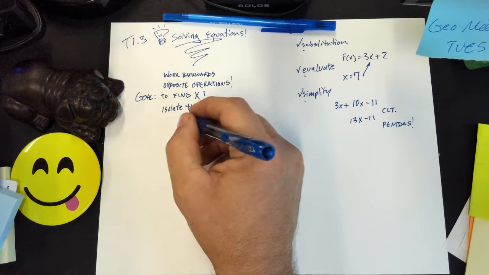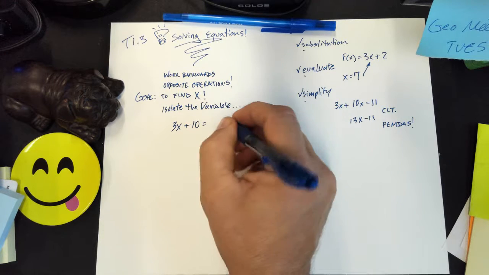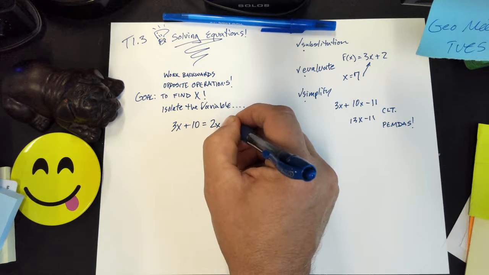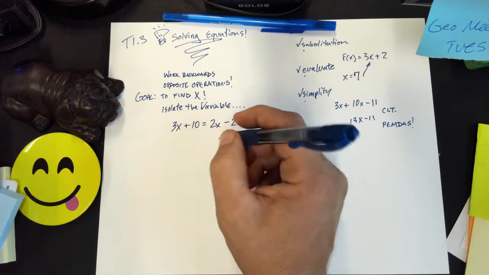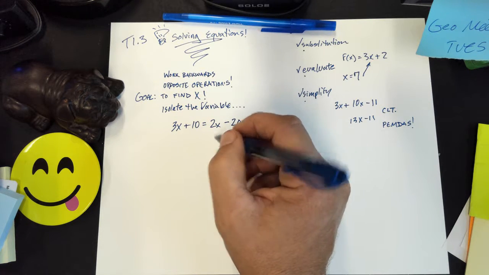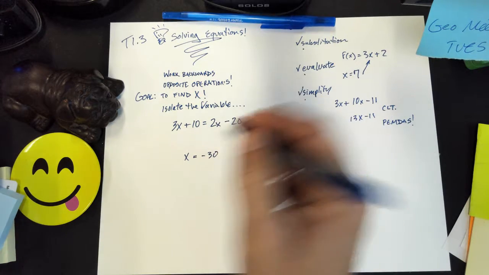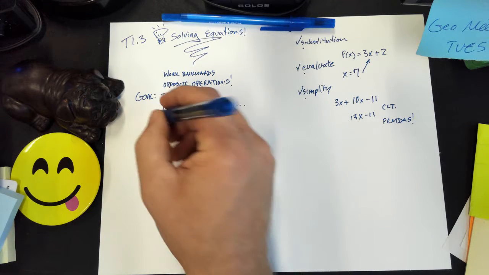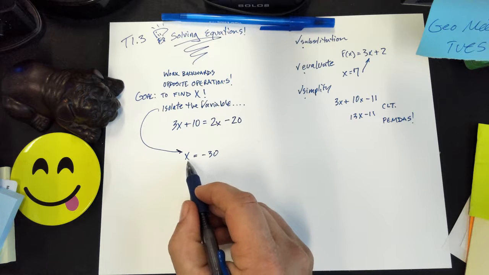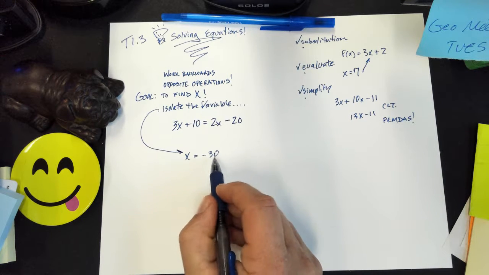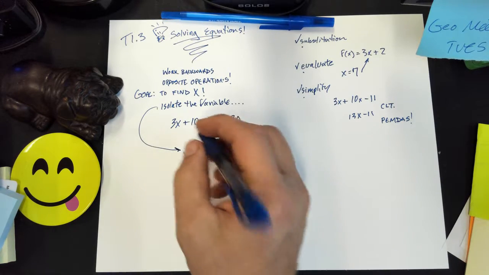Isolate the variable. What does that mean? It means you start off with something like 3x plus 10 equals 2x minus 20. And when you're done, you end up with something like x equals negative 30. There it is. The variable is isolated all by itself, and we know what it equals. X is negative 30. That makes this thing true. How do I know? Well, here's the process.